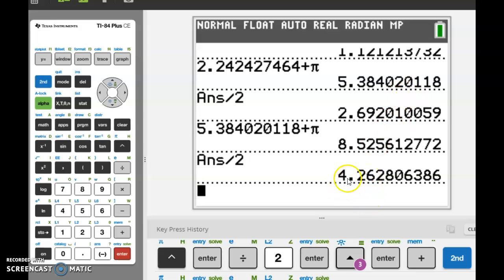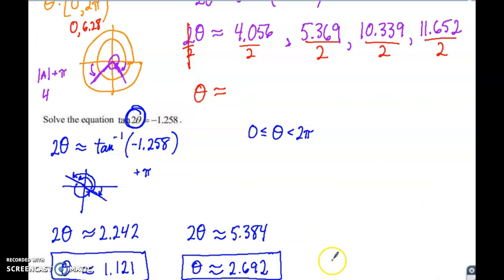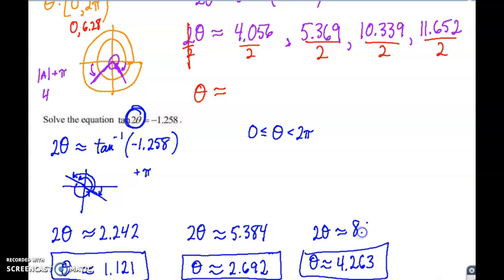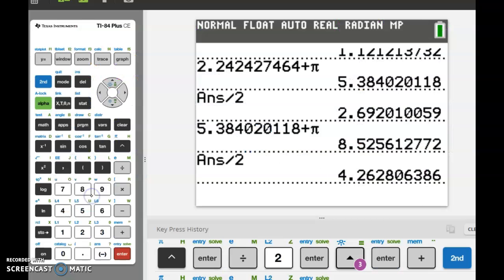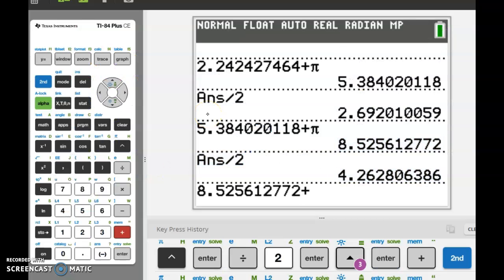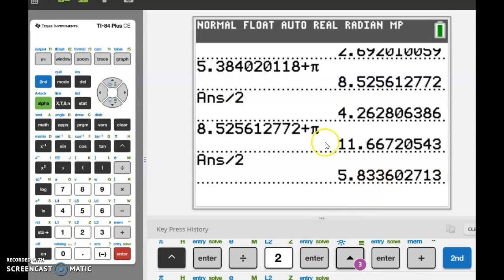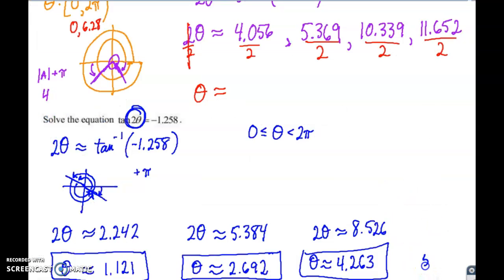So 4.263 radians. And I'm just nervous about my timing, 8.526 divided by 2. But that's not even all of 2 revolutions. I need 1 more, which would be another pi added to this value. That gives 11.667, and when I divide by 2, it gives me the last answer, 5.834 for theta.